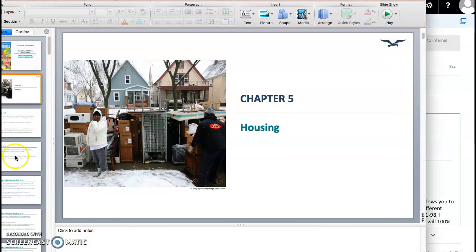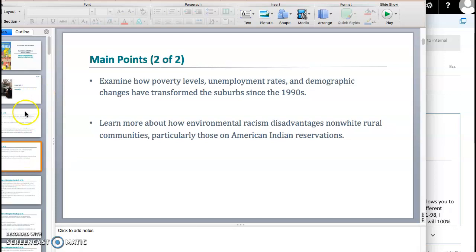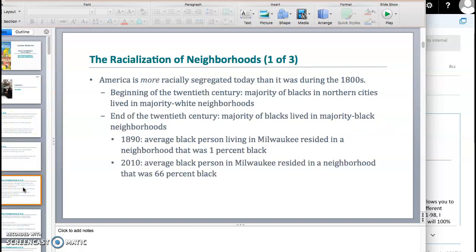So what will be happening? You're going to have an assignment based on the main points. So I'm just going to start right here at this slide.